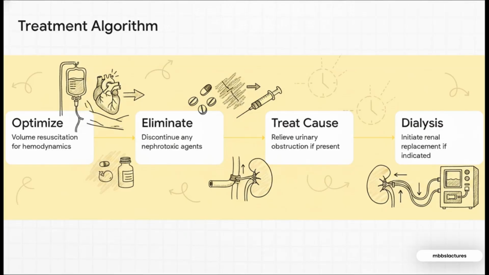Step 2, immediately discontinue any nephrotoxic agents. I'm talking ACE inhibitors, NSAIDs, aminoglycosides. Get rid of them. Step 3, treat the underlying cause, which usually means urgently relieving any post-renal urinary obstruction. And step 4, you need to prep for dialysis or renal replacement therapy if uremia, fluid overload, or electrolyte derangements become refractory to your medical management.